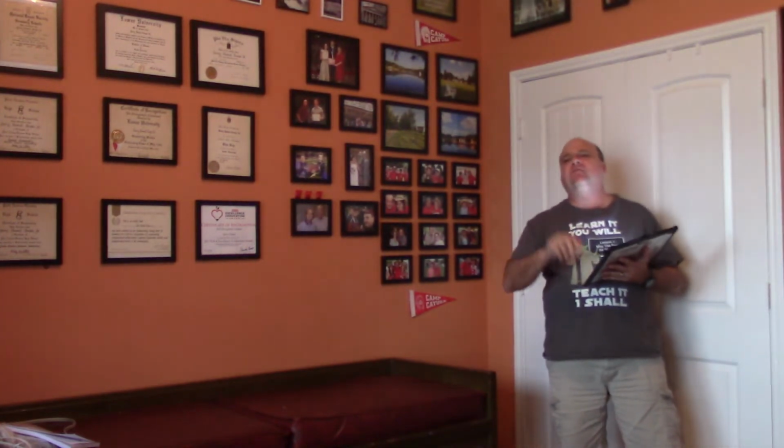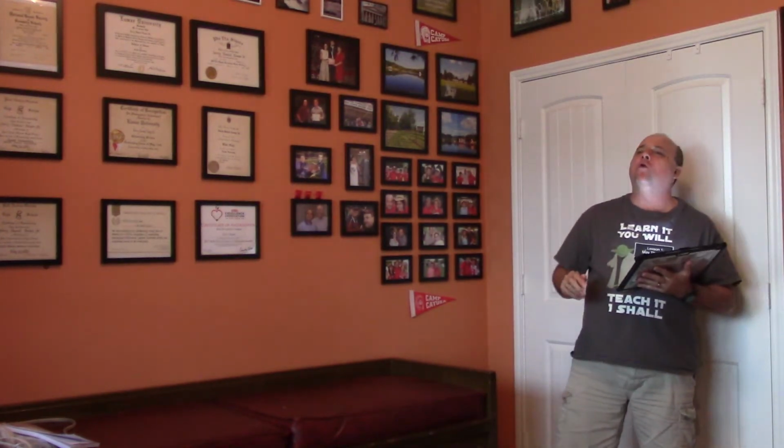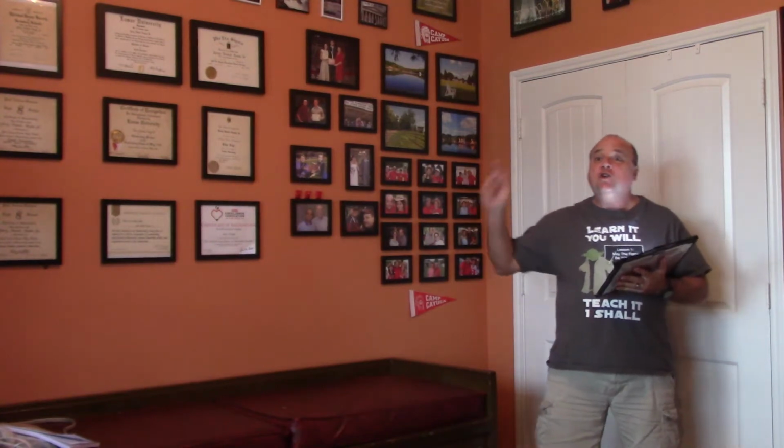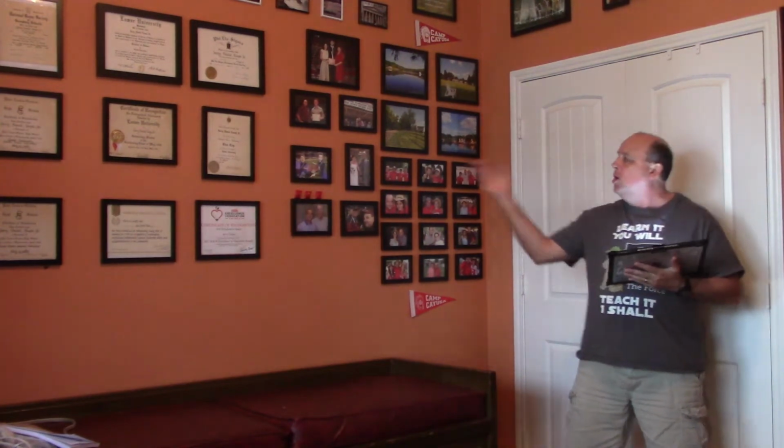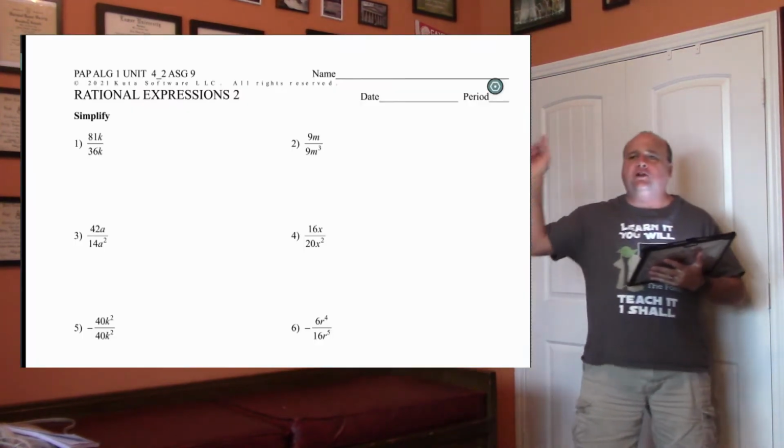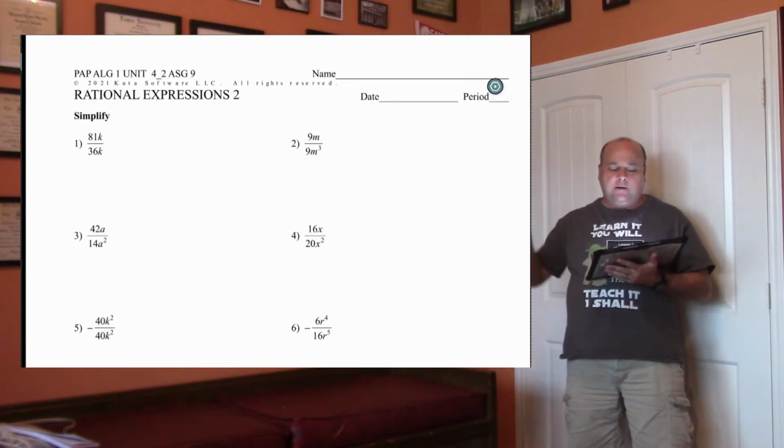Today we're going to continue simplifying rational expressions, and you're going to learn how to divide polynomials. Oh, that's more power. So a magical whiteboard appears, and let's start rocking and rolling.